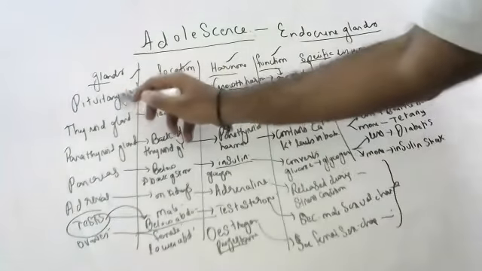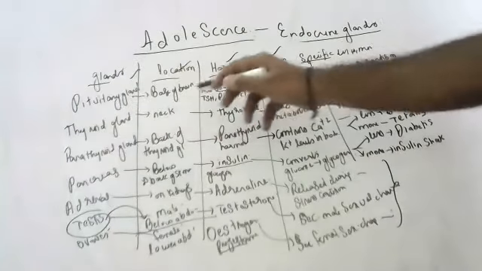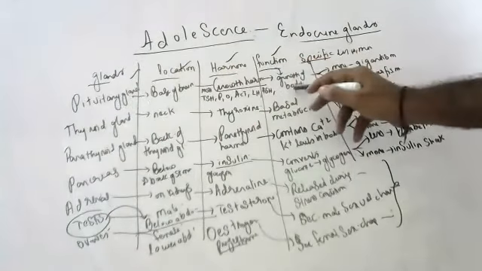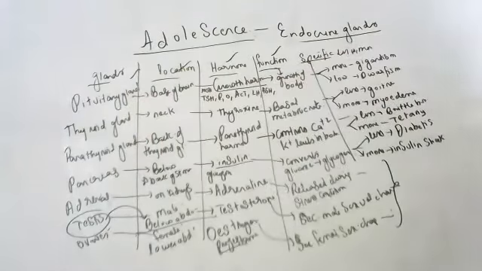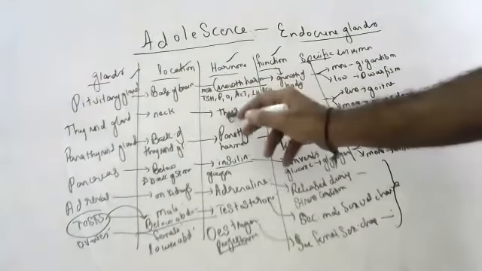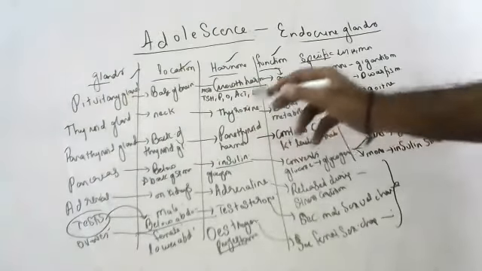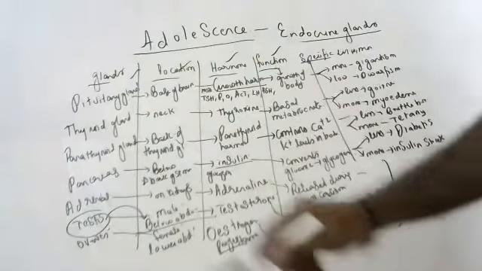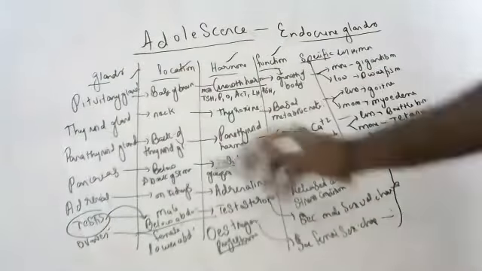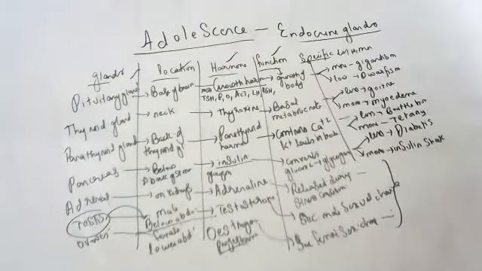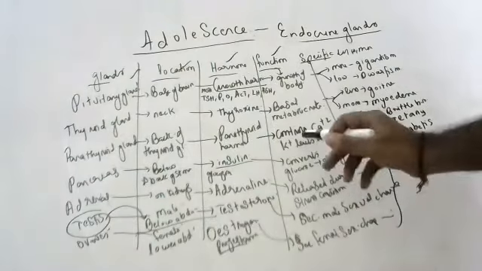So where is the pituitary gland present, children? Base of the brain. It releases growth hormone, which helps in the growth of the body. Where is the thyroid gland present, children? Neck region. It secretes thyroxine hormone, which helps in basal metabolic activities. Where is the parathyroid gland present, children? Back of the thyroid gland. It secretes parathyroid hormone. It controls calcium and potassium levels in the body.